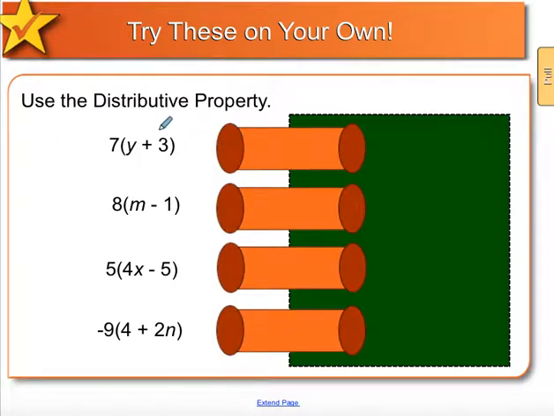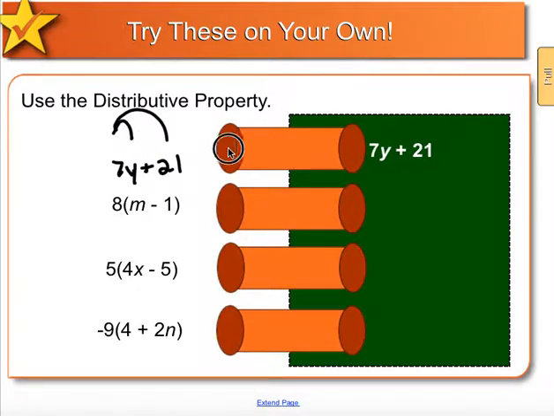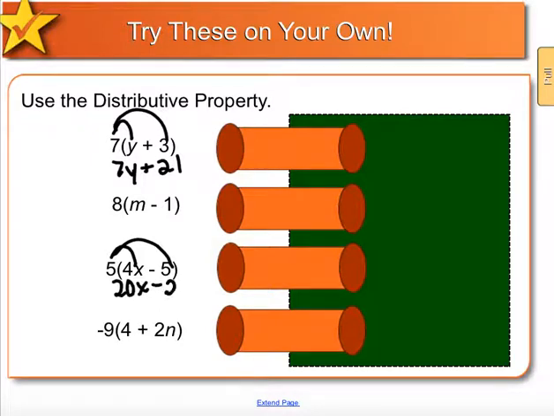Looking at these ones here, let's just do a couple of them and then see if we're correct. So 7 times y is 7y, and 7 times 3 is 21. And if we bring it through our tunnel, we see that we are correct. 7y plus 21. Let's try another one. How about 5 times 4x is 20x. 5 times negative 5 is negative 25. We keep that subtraction sign, or we can think of it as a negative 5 that we have to multiply by. So we get 20x minus 25.